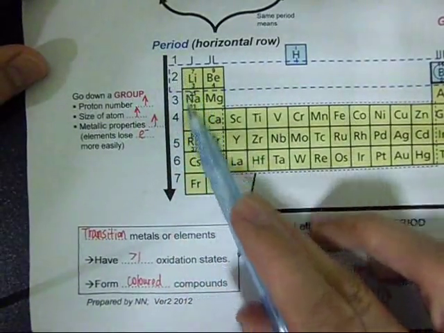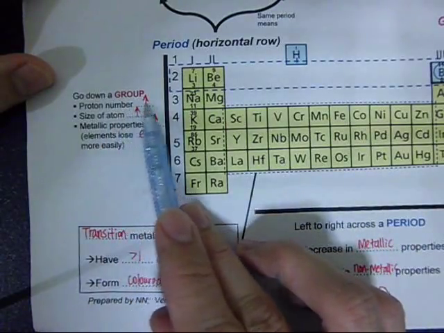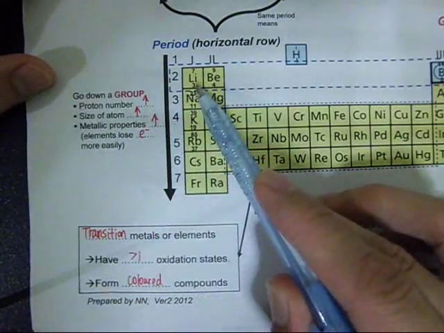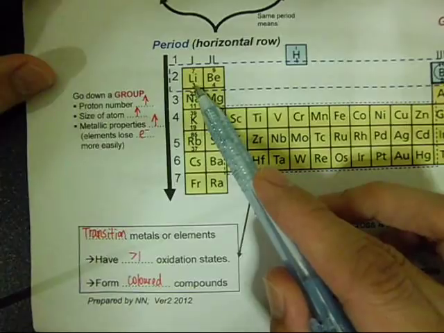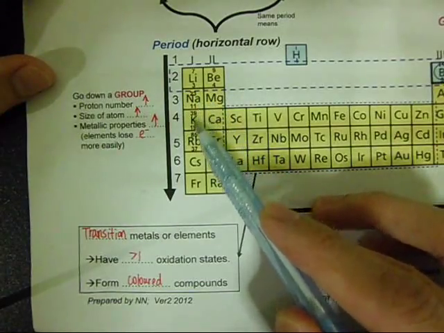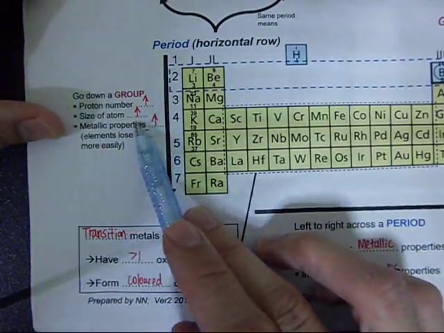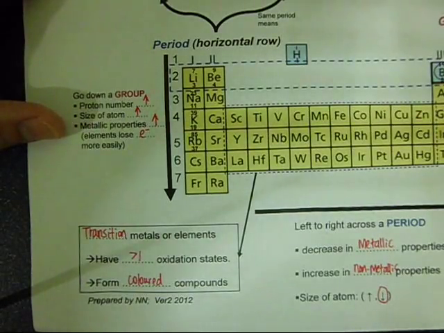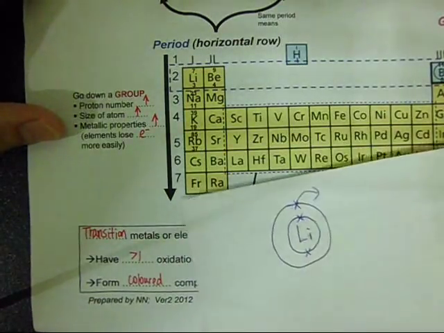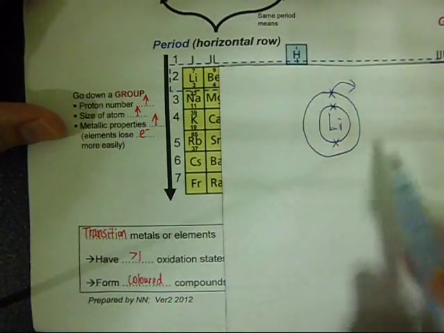Now as you go down the group, from top to bottom, what happens is the proton number increases. Okay, because you look at the bottom number, that is the proton number. As you go down the group, the proton number increases from 3 to 11 to 19 to 37. So the proton number increases, and it also means that the size of the atom increases, because proton number actually is the same as the number of electrons. So if you have more and more electrons, you need more and more electron shells to accommodate the electrons, so it becomes bigger and bigger.